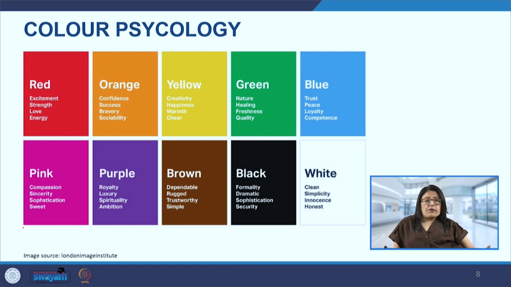For example, red stands for excitement, strength, love, energy, and for that reason on Valentine's Day we see a lot of red around us. We don't see black around us, because black stands for dramatic sophistication, security and formality.